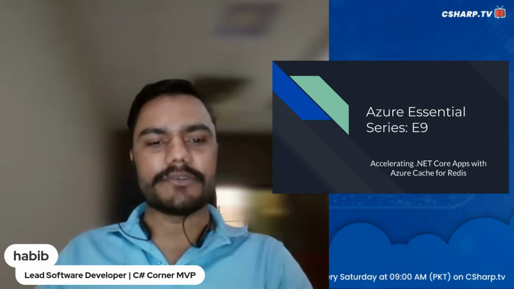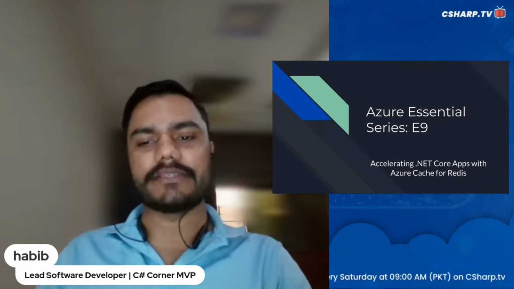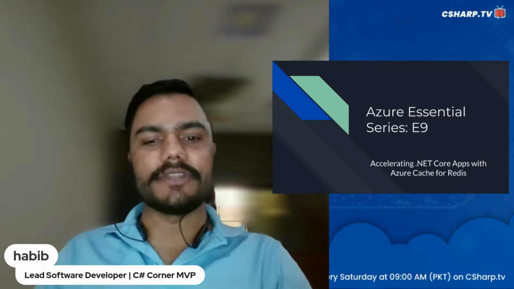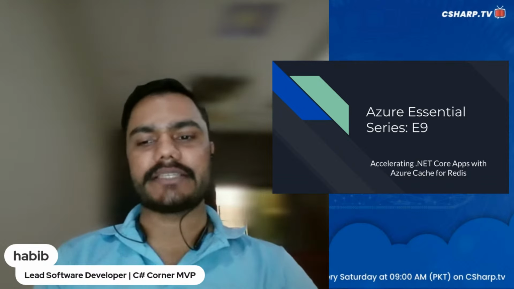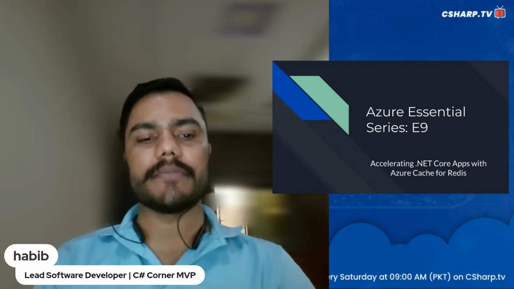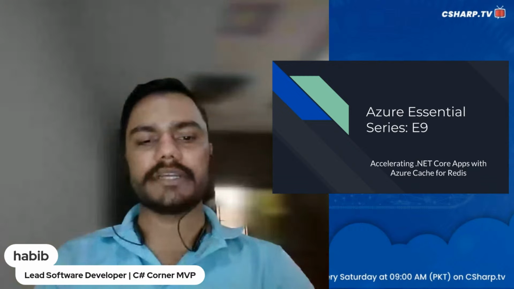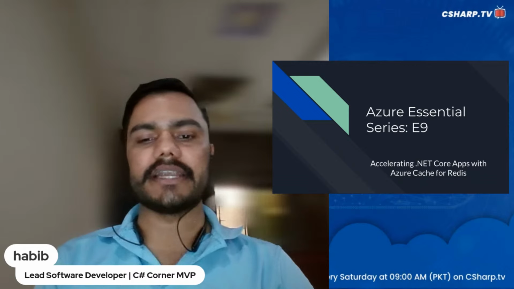In today's episode, we will talk about Azure Cache for Redis and how to accelerate your .NET Core apps. Microsoft Azure Cache for Redis is based on the popular open source Redis cache. It gives users access to a secure, dedicated Redis cache instance managed by Microsoft. Users get the best of both worlds: the rich Redis features, set and ecosystem, and reliable hosting and monitoring from Microsoft.